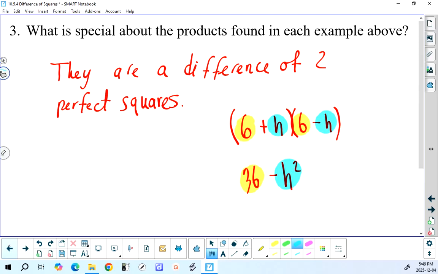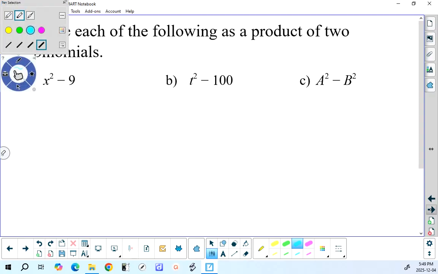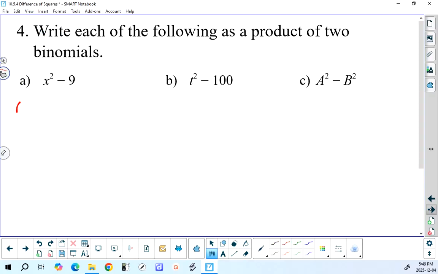So the product is a difference of squares of the original numbers in the binomials. How is this useful? Well, x squared minus 9 is a difference of squares, which means we can write it as a product of conjugates. This is what we're learning from the warm-up.